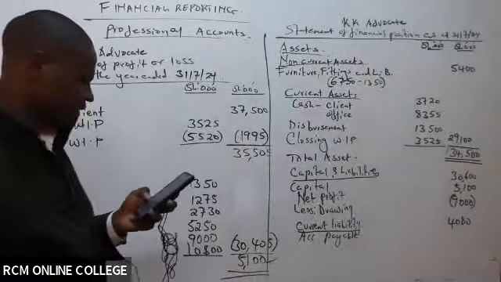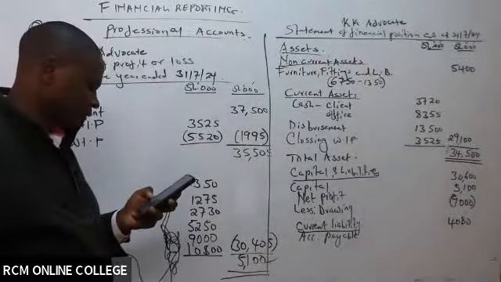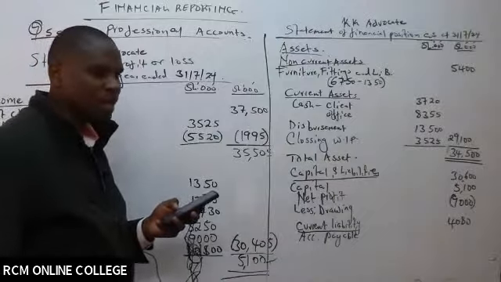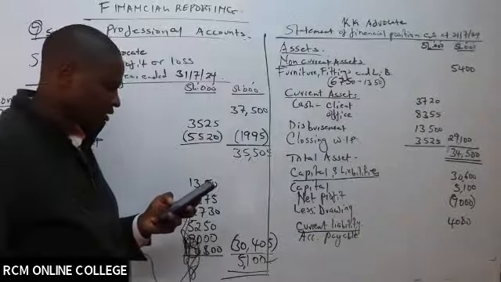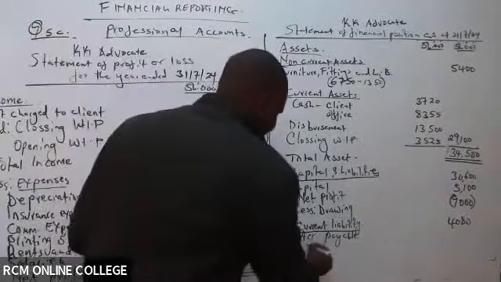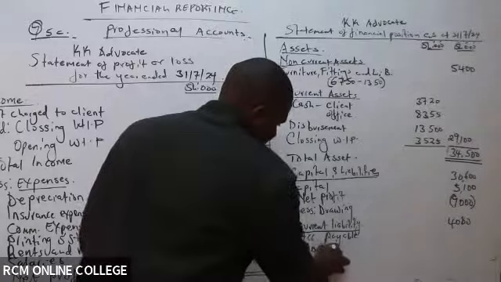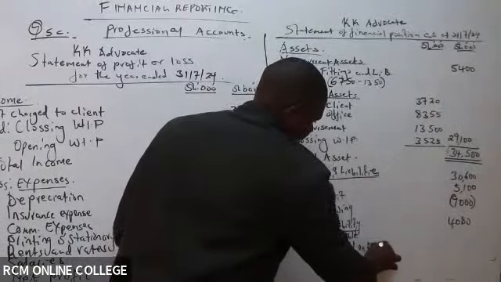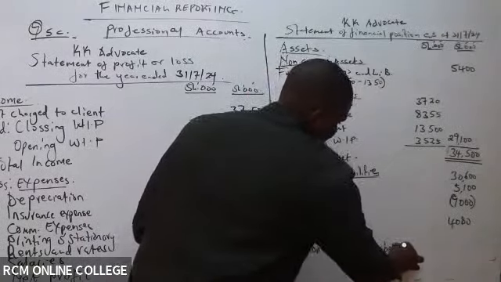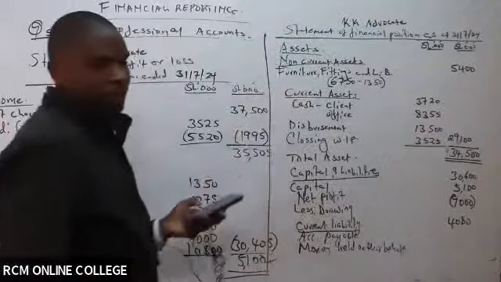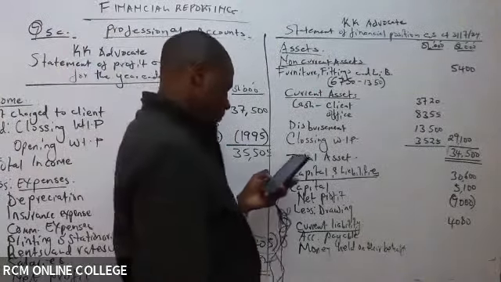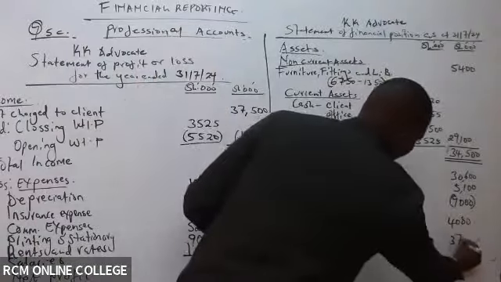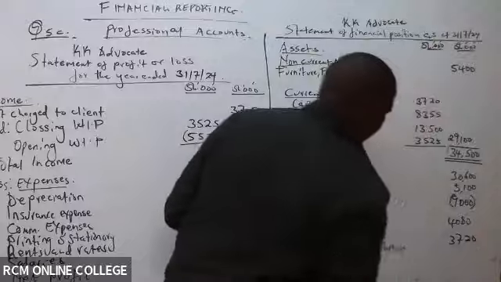Then we have another item. Yes, we have client money held on behalf of the client. Sasa hiyo si ni liability kwa hii advocate. Na ni ngapi? That's 720.